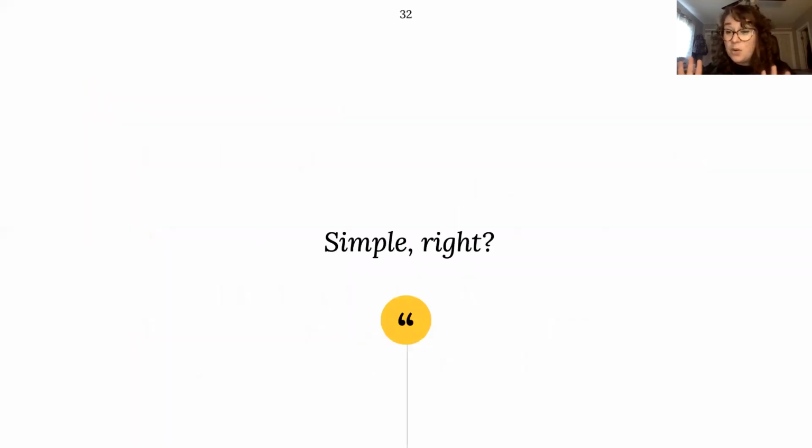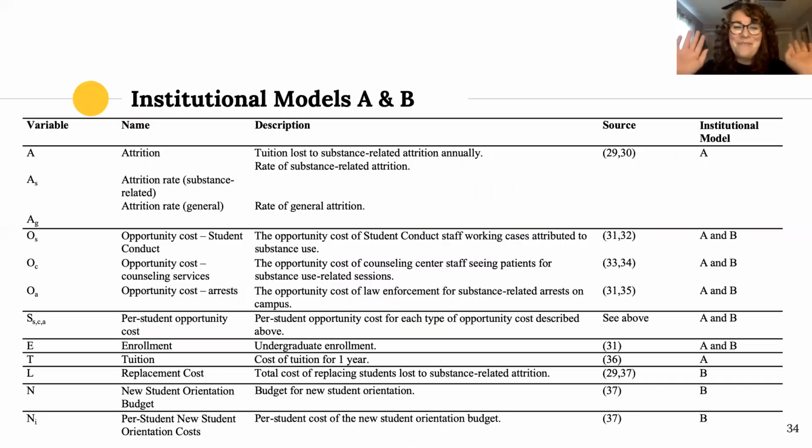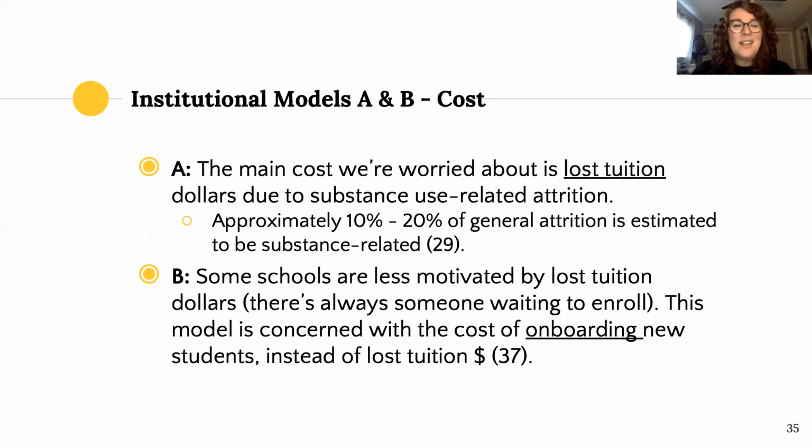Okay, so the societal model is the simpler one. It's okay if you didn't actually think this was simple. This is sarcasm, don't worry. Buckle up, it does get a little more complicated. The institutional model is quite a bit more complicated. Whole bunch of variables that go into this one. Don't worry, we're gonna walk through each of these, okay? So in institutional model A and B, we are looking at two different types of cost. Again, remember, 99% of you are going to want to do institutional model A. Very few of you are going to need to bother with B.